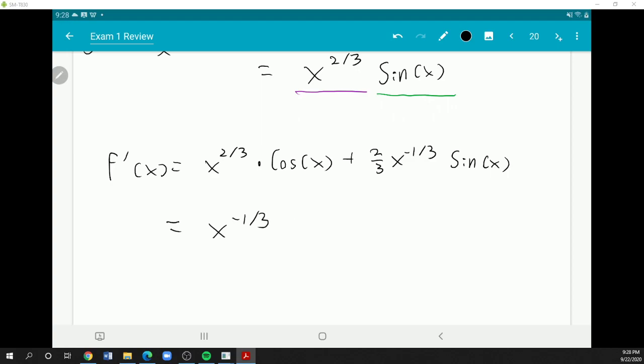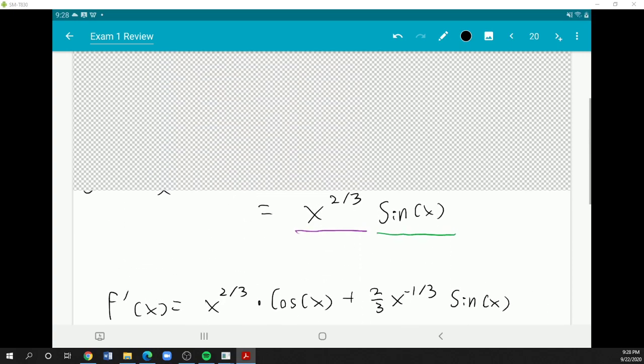So I can factor out an x to the minus 1/3, and now this x to the 2/3 becomes x. And again, you can check that that's true by distributing back through. But that's a real handy trick we're going to use in the future, so I want to show it off now, so maybe you have some experience with it. Plus 2/3 sine of x. And that gives us our final derivative. We finished the entire problem.